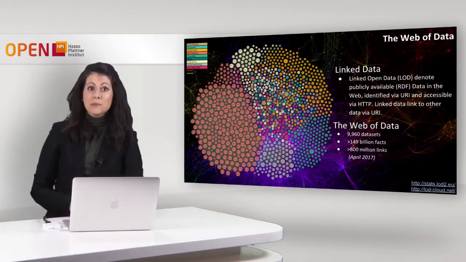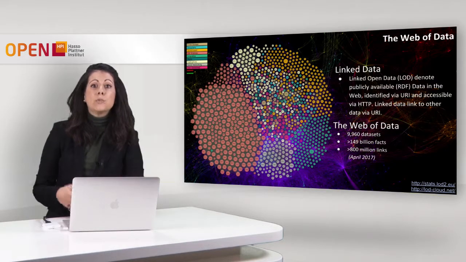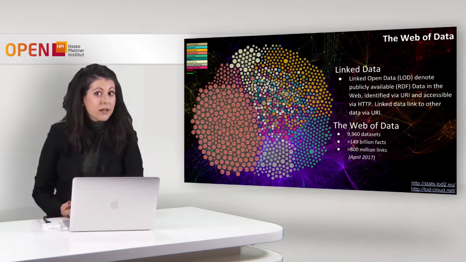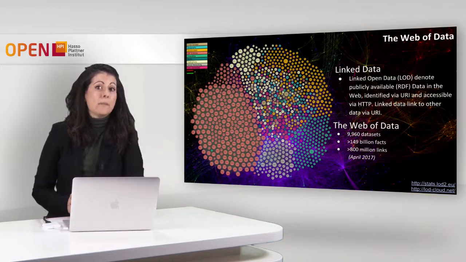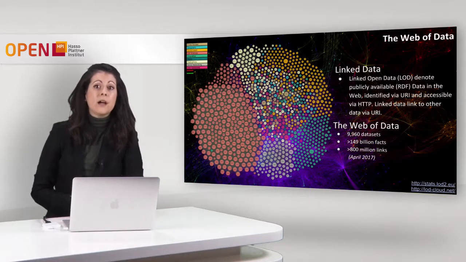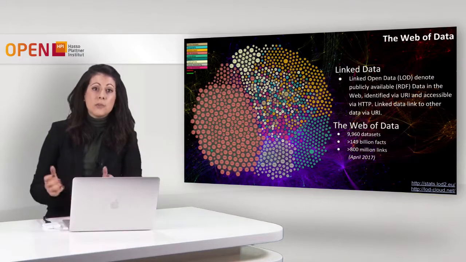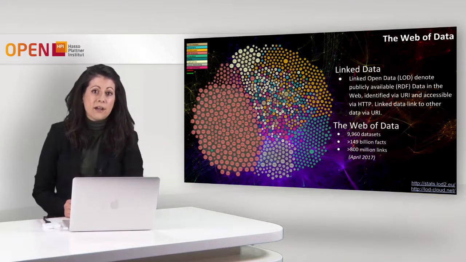So this is a slide that most of you should be familiar with by now because we have seen it again in the course of these lectures. And the whole time here we are talking about linked open data. So linked open data, again, denotes publicly available RDF data which conforms to the linked data principles, meaning that the data should be identified via URIs and should be accessible via HTTP. And also this data should be linked to each other again via URIs.